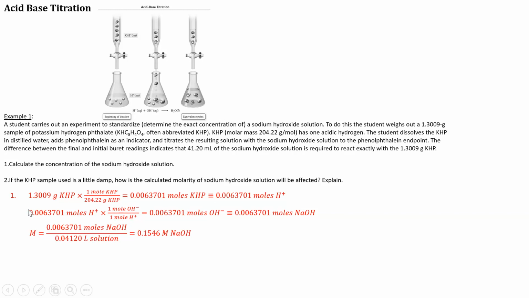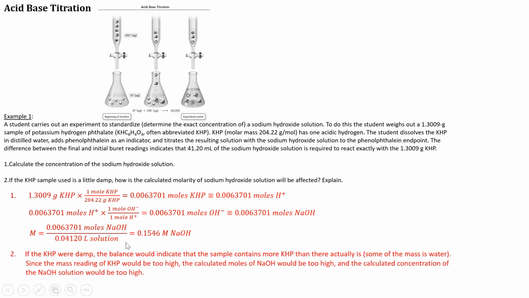So if this number is actually too high, if it's higher than the amount of KHP that is actually present, that's going to mess up all of our calculations. If this is too high, then this will be too high. And the moles of H plus will be too high. And if the moles of H plus are too high, then the moles of OH minus and NaOH are going to be too high, which will make the molarity too high. That's what the question is asking for. Is the calculated concentration too high or too low?